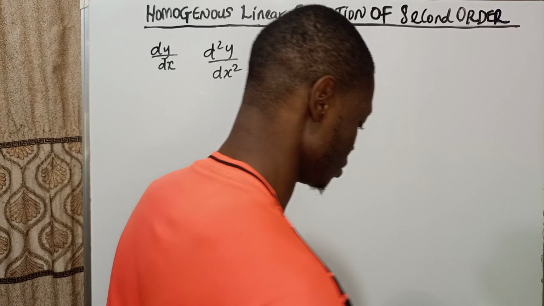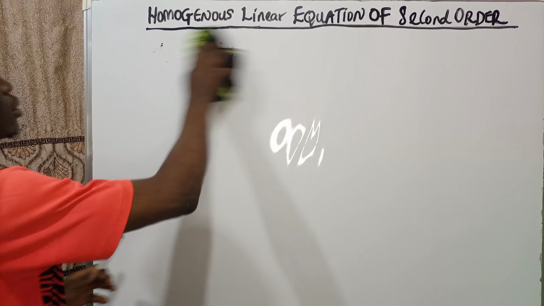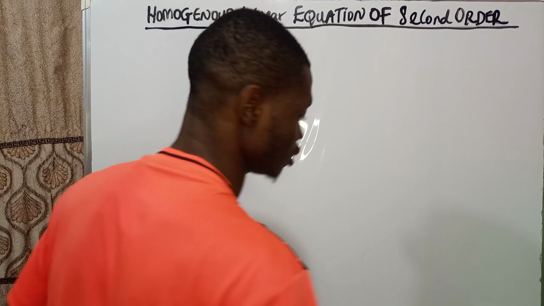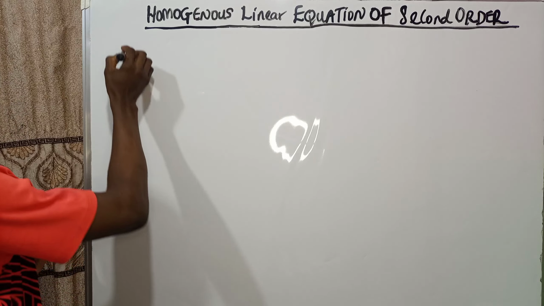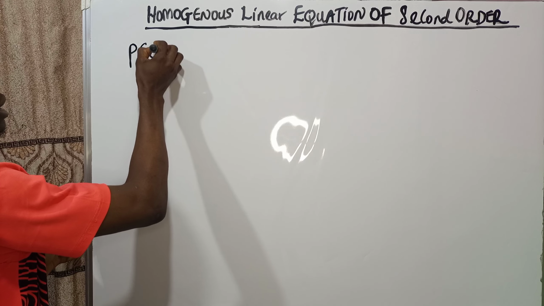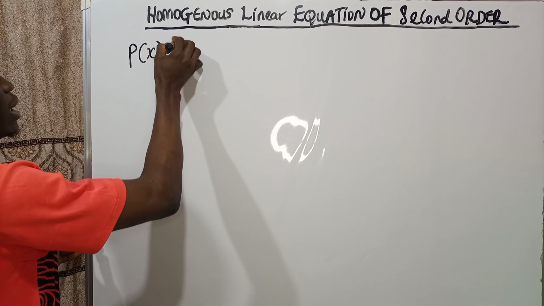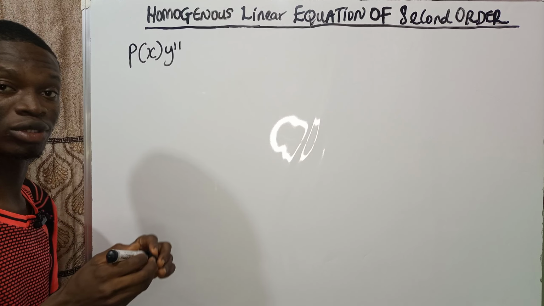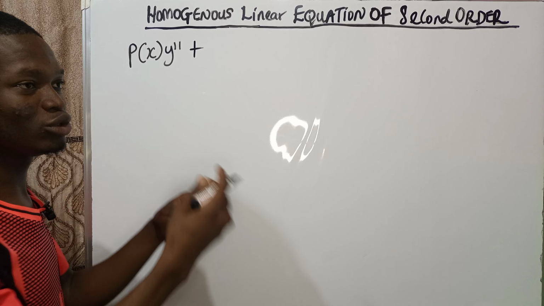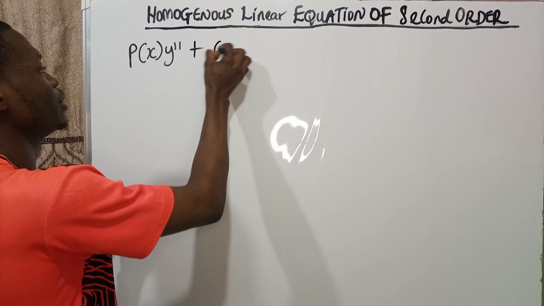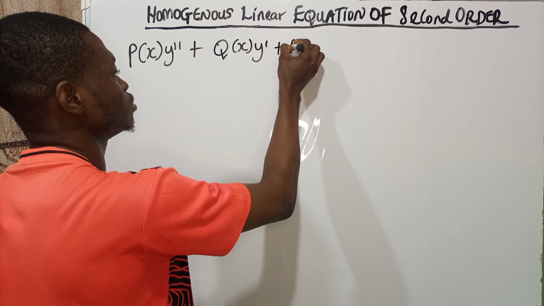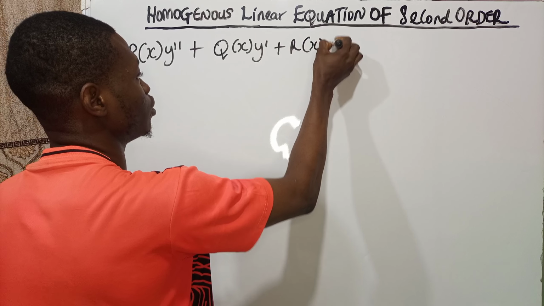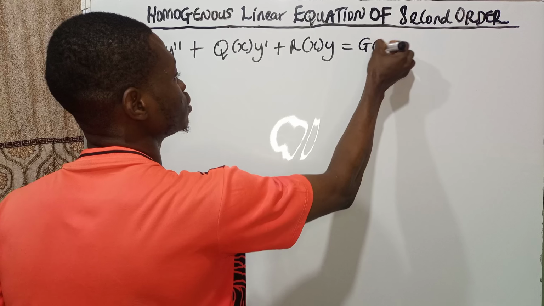So we are going to talk about the second order homogeneous linear equation. This comes in the form P of x, then y prime prime, where prime prime means second order, plus, they use P, Q and R, Q of x y prime plus R of x y is equal to g of x.